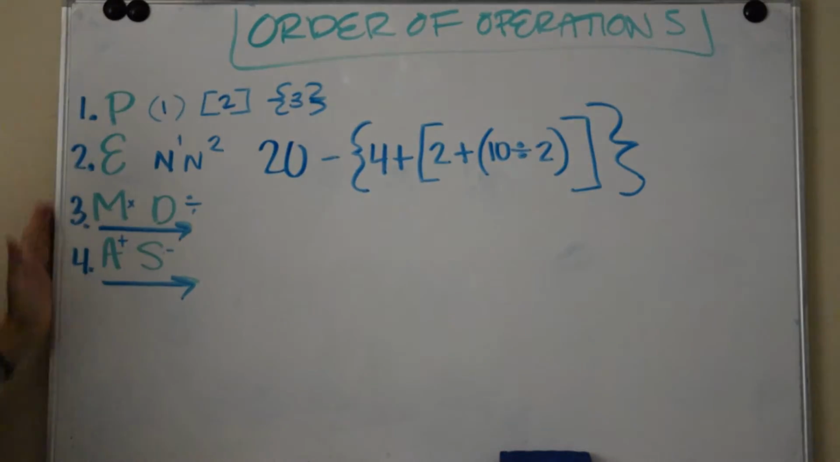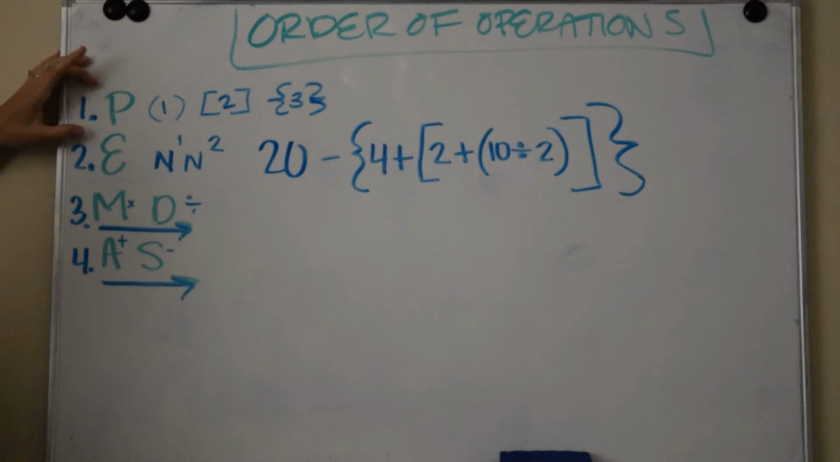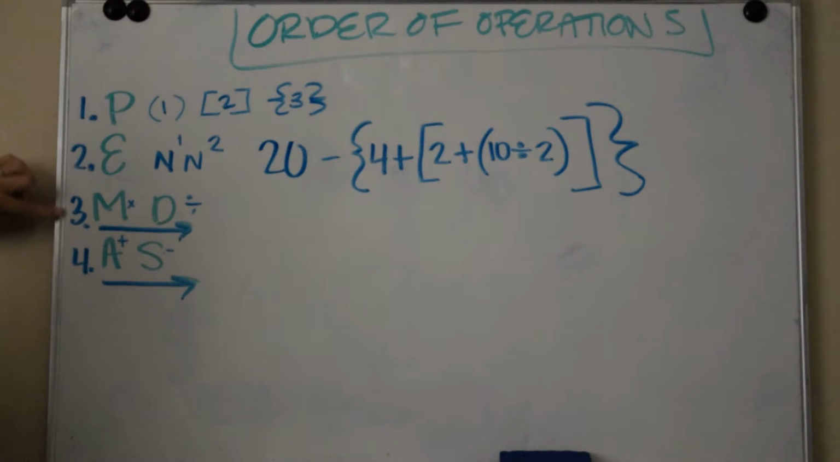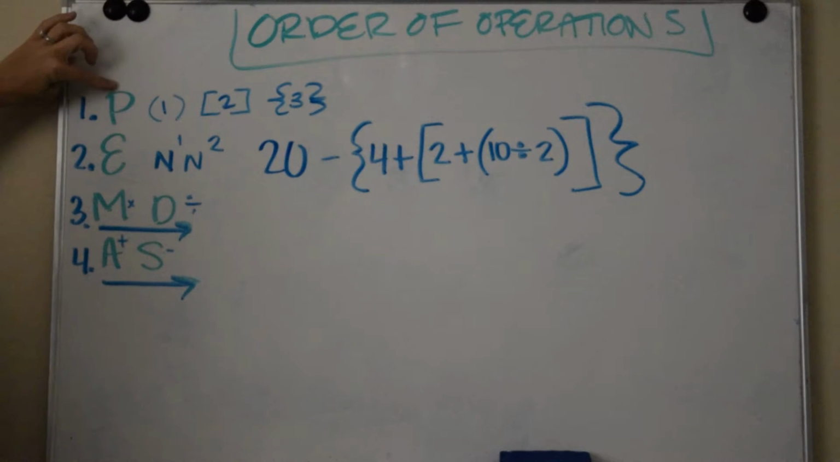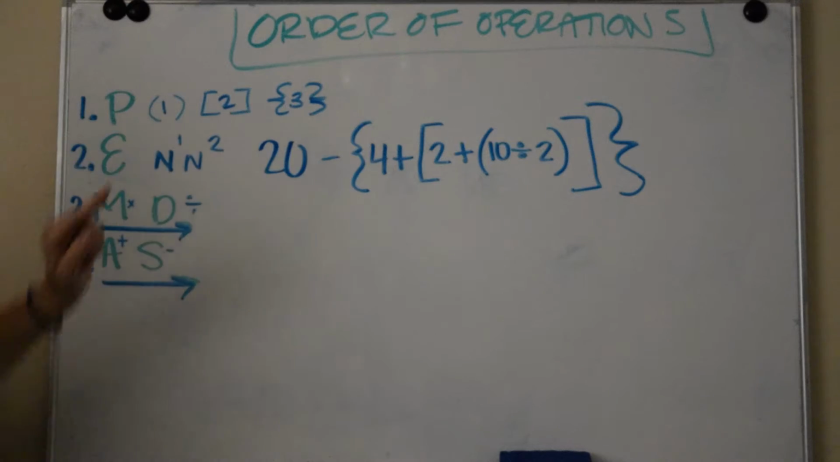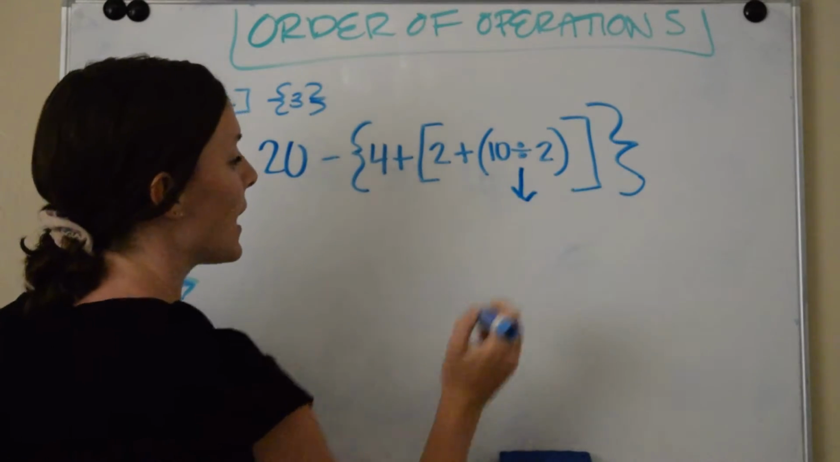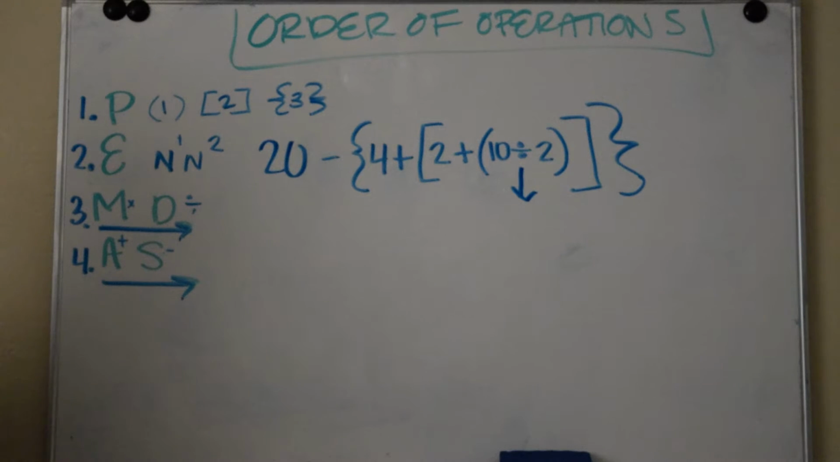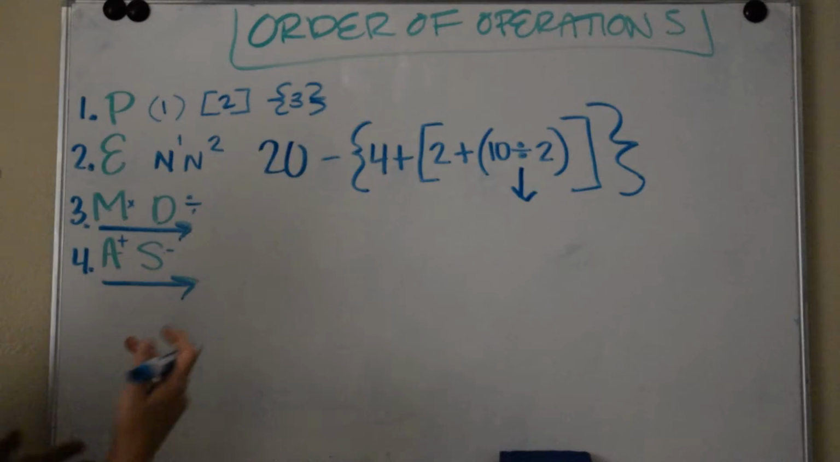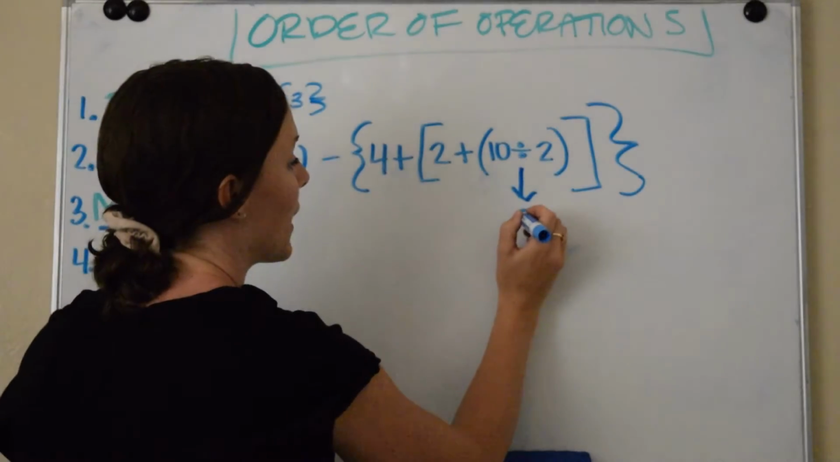Let's follow these steps. Everything inside parentheses must be solved first, and inside the parentheses, you're still going to follow this order as well, starting with exponents. So go to the first type of parentheses, which is our classic parentheses, right here. I'm going to solve that first. Inside, I have 10 divided by 2. It's just one operation inside, so I can go ahead and solve it. 10 divided by 2 is 5.